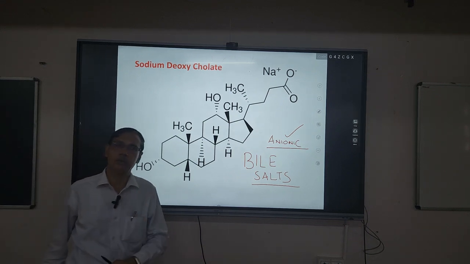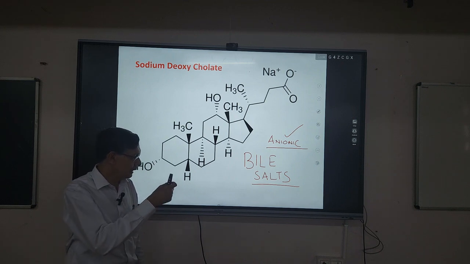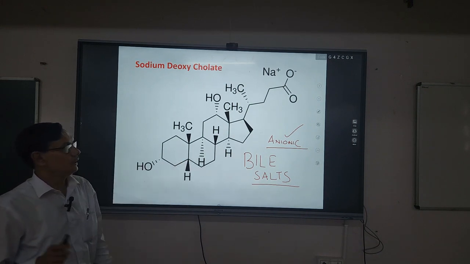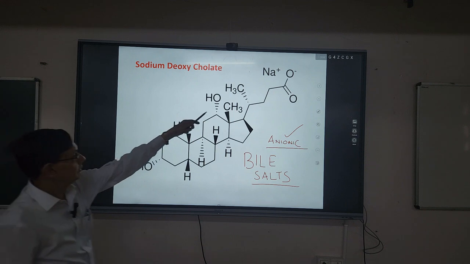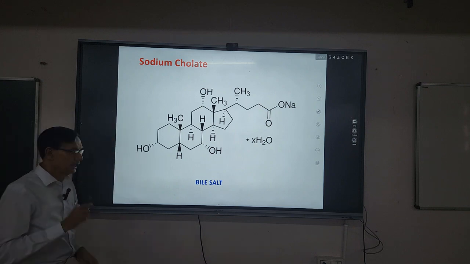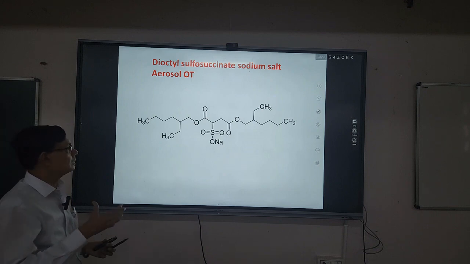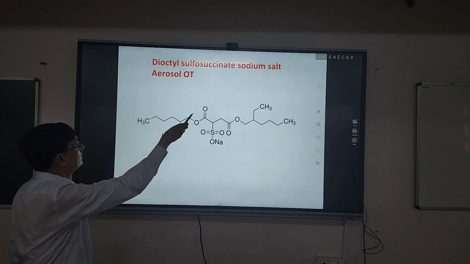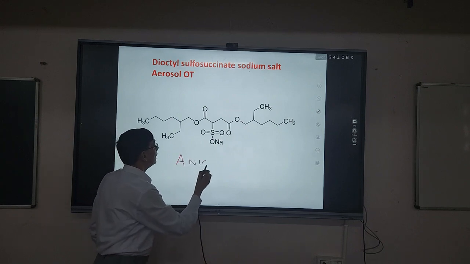There is a possibility of a multiple choice question. The examiner will give you two or three structures and ask whether each is a cationic, anionic or non-ionic surfactant. So you must know that most of the bile salts are anionic surfactants. One is sodium deoxycholate and the other is sodium cholate. Another very important anionic surfactant is called aerosol OT. It is one of the most common anionic surfactants, the dioctyl sulfosuccinate sodium salt.